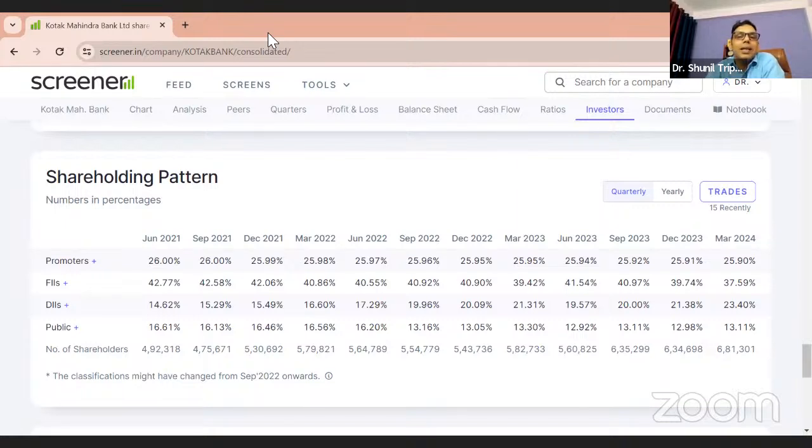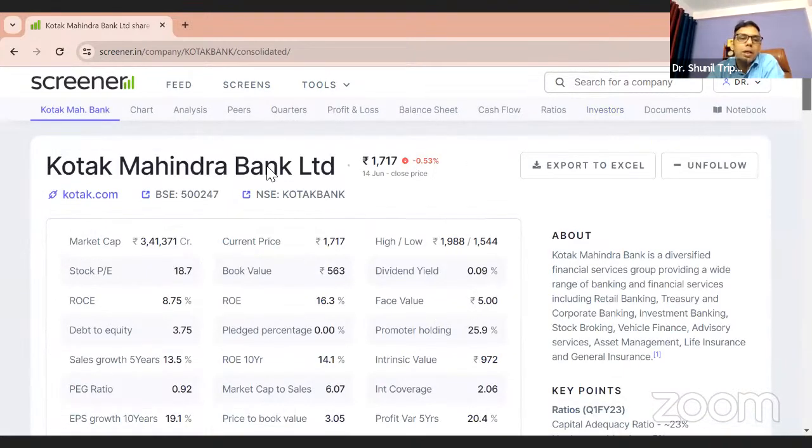So in a nutshell, I told you today few things which you all should remember. First is market cap. Second is stock ROC. Third is debt equity. And fourth is promoters holding. On the basis of this, you have to decide whether XYZ company is good or bad.